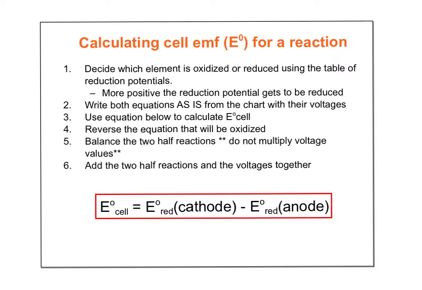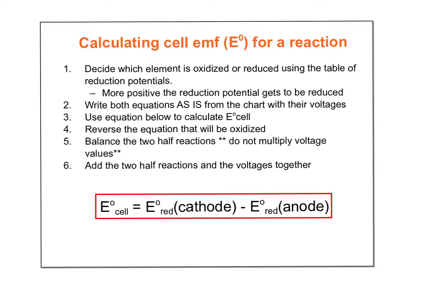We're going to write both equations as is with their voltages, and we're going to use this equation to calculate the EMF for the cell. We're going to take the reduction of the cathode minus the reduction number of the anode. So we just take those numbers, cathode minus anode.